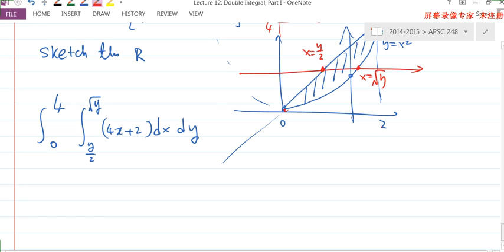That's basically a double integral in Cartesian coordinates, in terms of x and y. So I will just write it on here. What we have just done is a double integral in Cartesian coordinates.